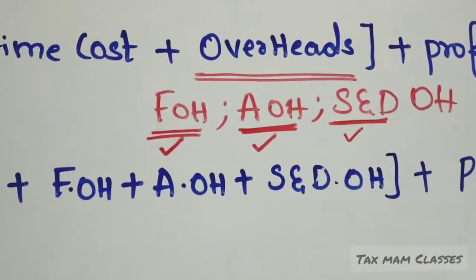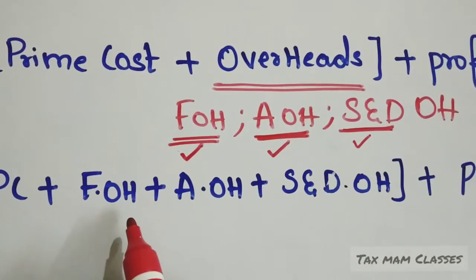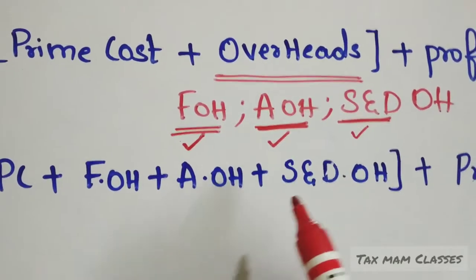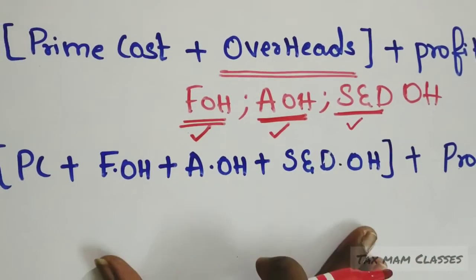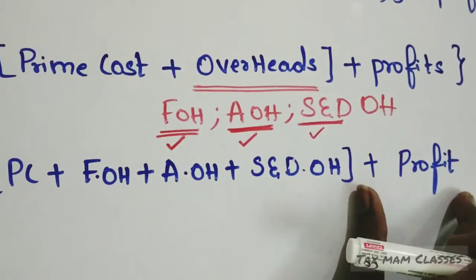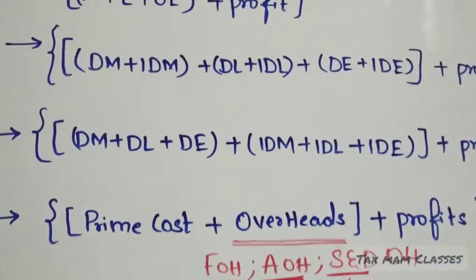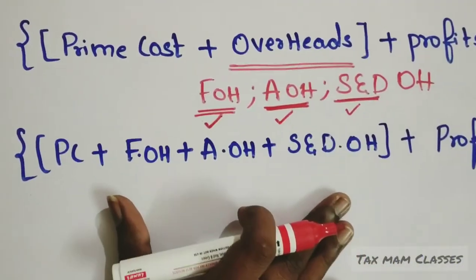So I will write it as, see, the prime cost plus overhead; I am writing it as factory overhead plus administration overhead plus selling and distribution overhead. If we add all these things, this will be called the cost price. Cost price plus profit, we will get the selling price. So this is the procedure for how we are going to get a cost sheet. From here we can prepare the statement.